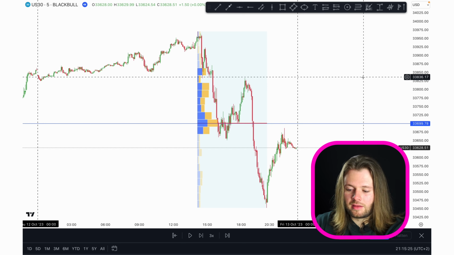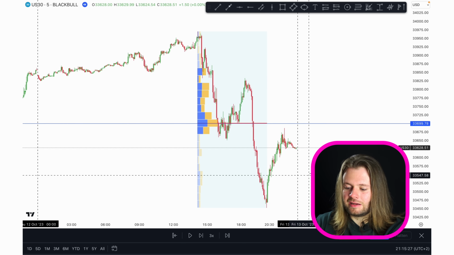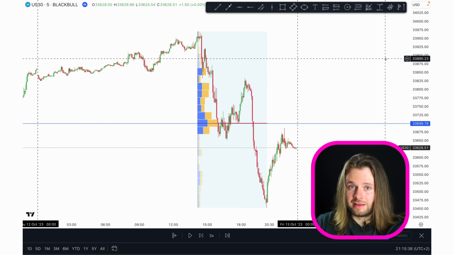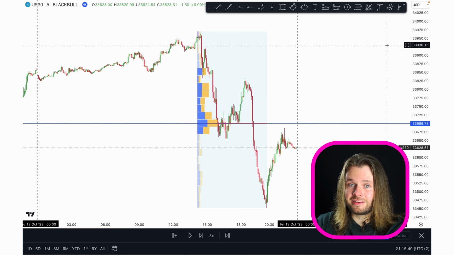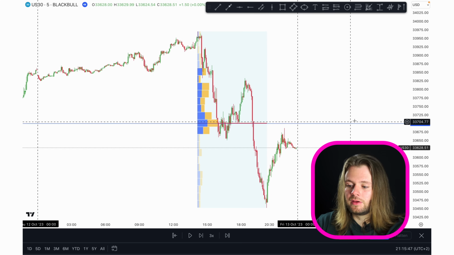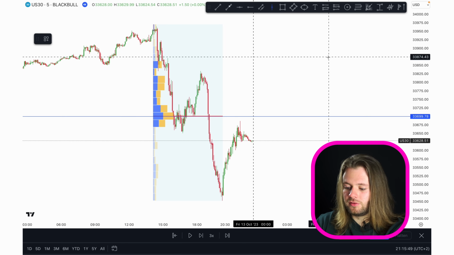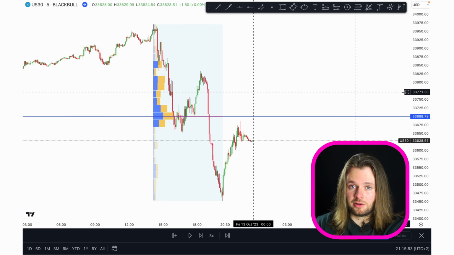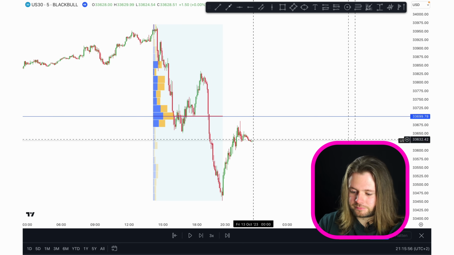Now, to reiterate, if price mitigates that level before London Open on the 13th of October, the trade is invalid. Just to reiterate again, if price goes up and touches the volume level before London Open, we are not trading the setup. So we select our vertical and we mark London Open. In my time zone, London Open will be at 9 o'clock.